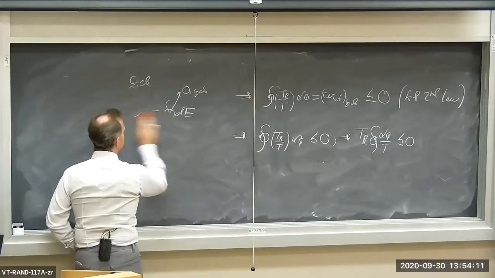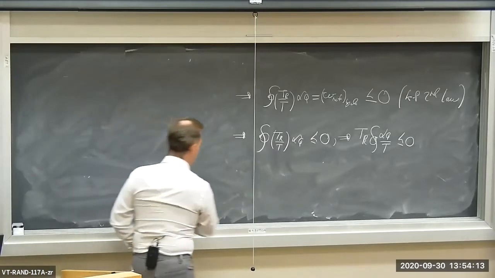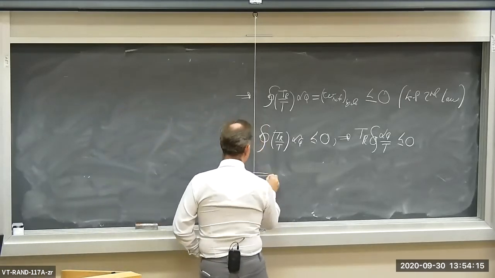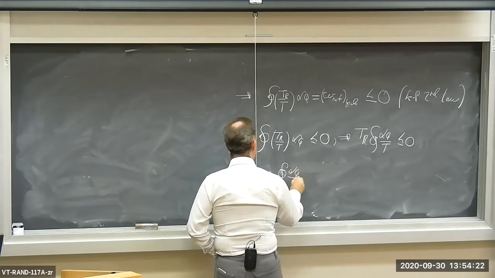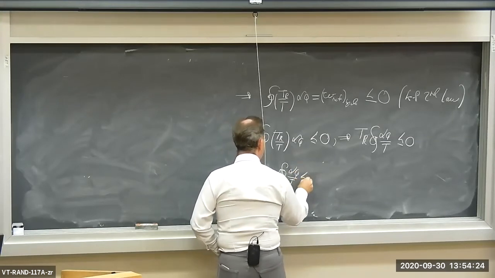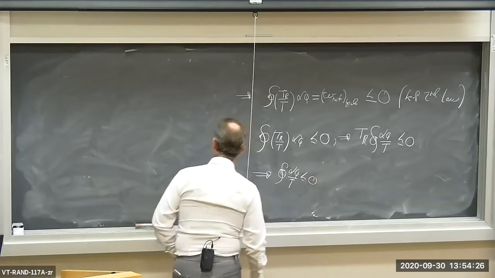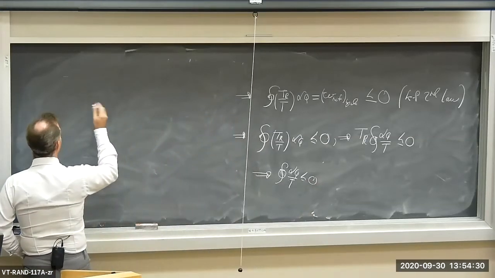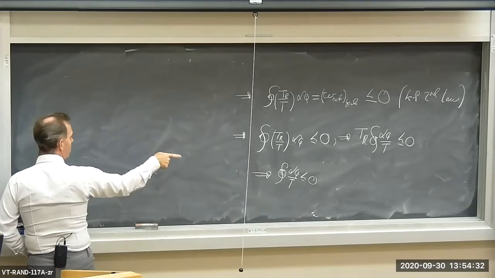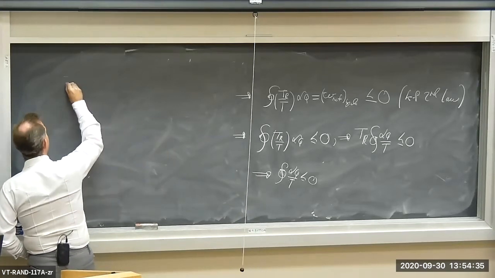So the integral of del Q over T over a cycle has got to be less than or equal to 0. Let's write that equation again right over here, and we'll write it big. That equation is called the Clausius inequality.